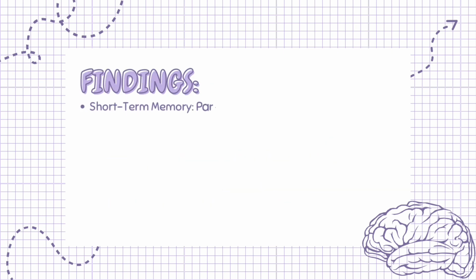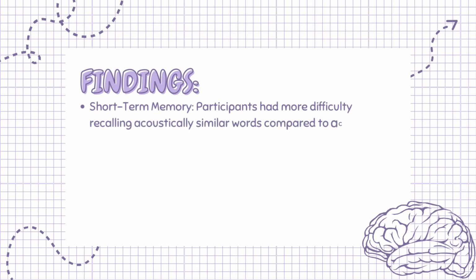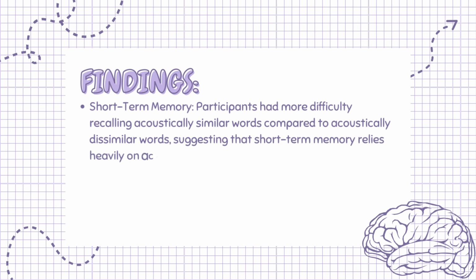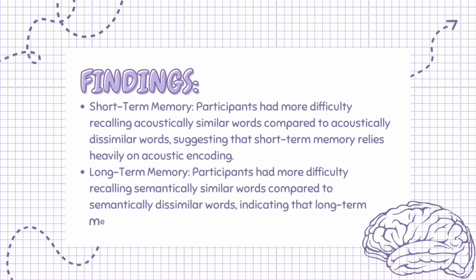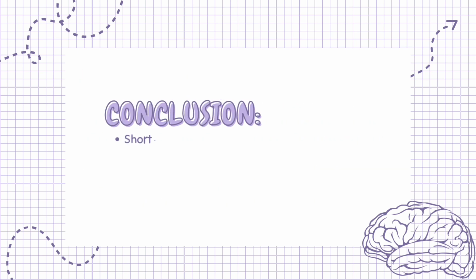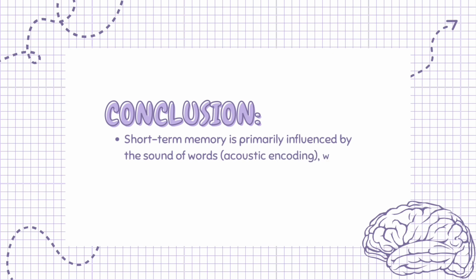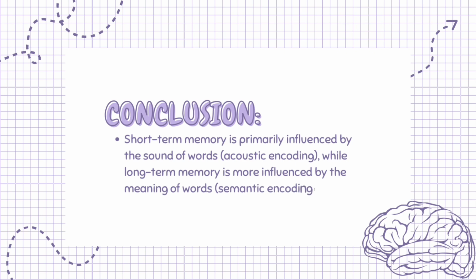Baddeley found that in terms of short-term memory, participants had more difficulty recalling acoustically similar words compared to acoustically dissimilar words, suggesting that short-term memory relies heavily on acoustic encoding. In terms of long-term memory, participants had more difficulty recalling semantically similar words compared to semantically dissimilar words, indicating that long-term memory relies more on semantic encoding. Baddeley concluded that short-term memory is primarily influenced by the sound of words, acoustic encoding, while long-term memory is more influenced by the meaning of words, semantic encoding.